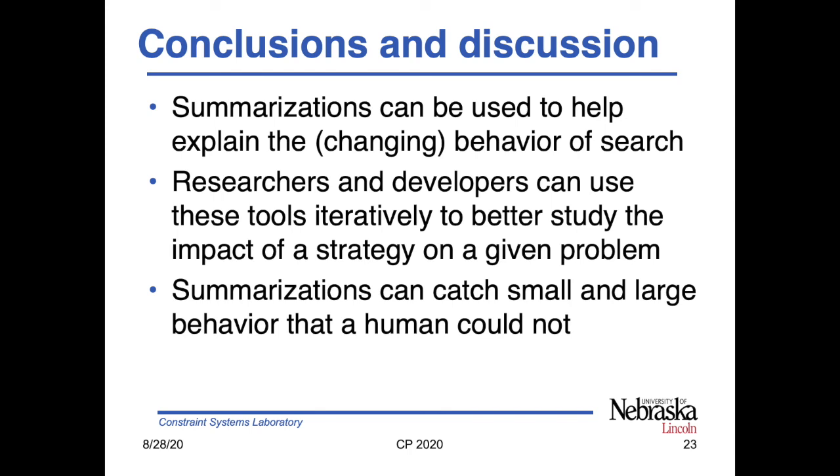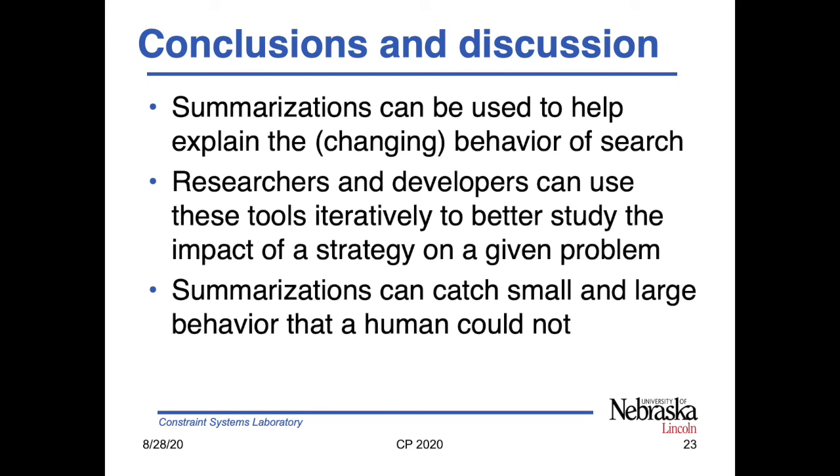In conclusion, our summarizations can be used to help explain the changing behavior of the search process. Researchers and developers can use these tools to iteratively better gain an understanding of their particular instance and the ways that a search strategy or a given variable ordering heuristic have on the problem. Further, summarizations can catch small and large behaviors that a human cannot be expected to accomplish.